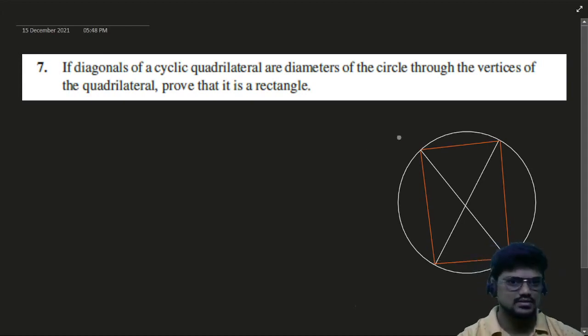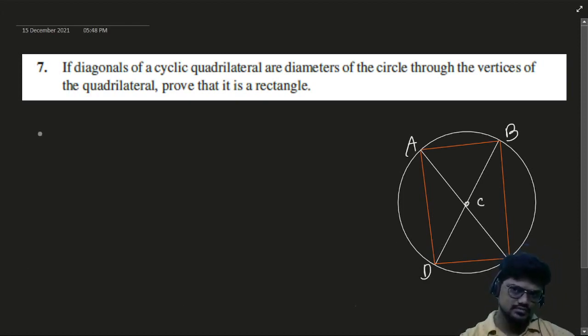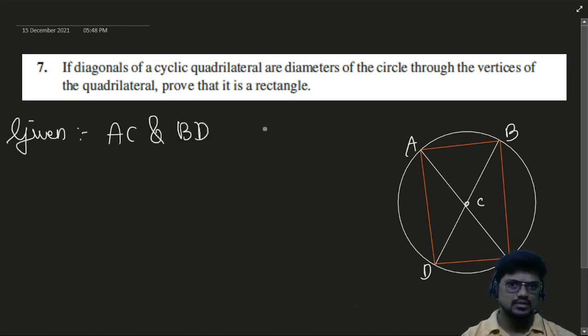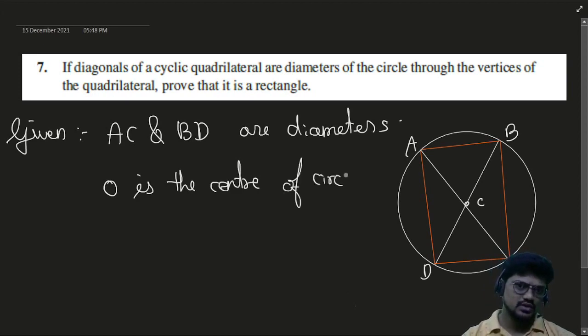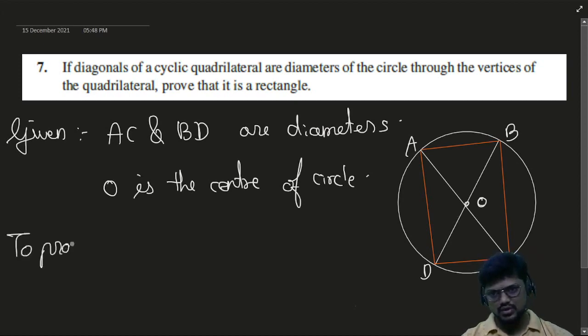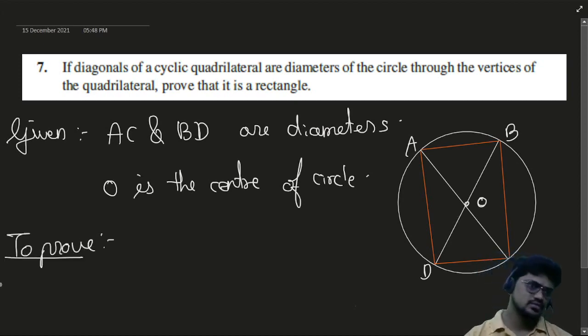What we know is that if this is ABCD, AC and BD are diameters of the circle. What is given? AC and BD are diameters, and you can also say O is the center of the circle. Okay, this is O. Also, what do you have to prove? That quadrilateral ABCD is a rectangle.